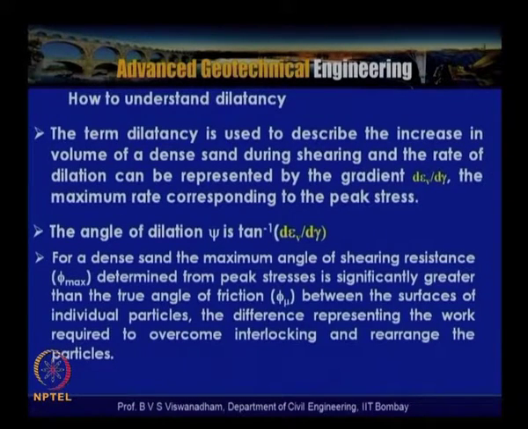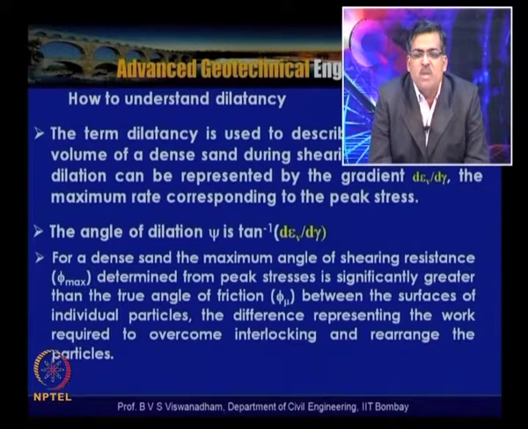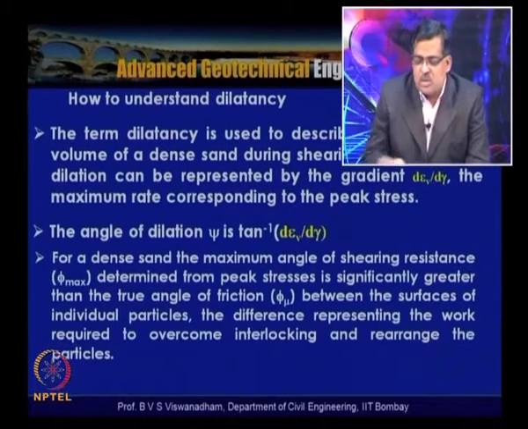Mu indicates the sliding friction, and there is a difference between phi max and phi mu, because the difference represents the work required to overcome the interlocking and rearrangement of the particles. So phi max is more than phi mu, and this difference, phi max minus phi mu, is attributed to the work done which is required to overcome the interlocking and the rearrangement of the soil particles.